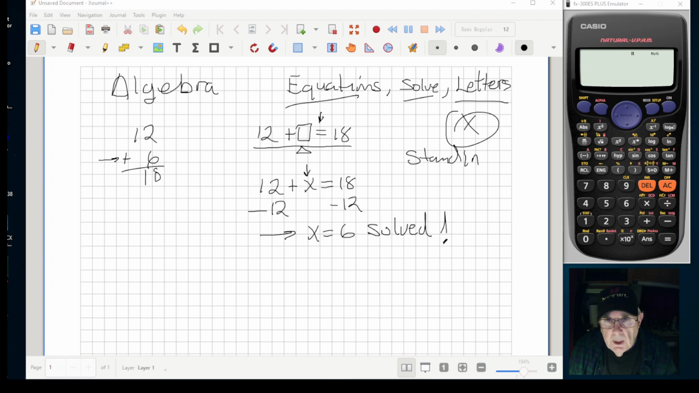All right, so here we are on the second part of this getting a little bit of algebra. And last time we talked about how really an equation is just like any other arithmetic problem. The only difference is that in an equation, typically we don't know all the players. Here we knew the 12 and the 6, and all we had to do was add them up to get 18.